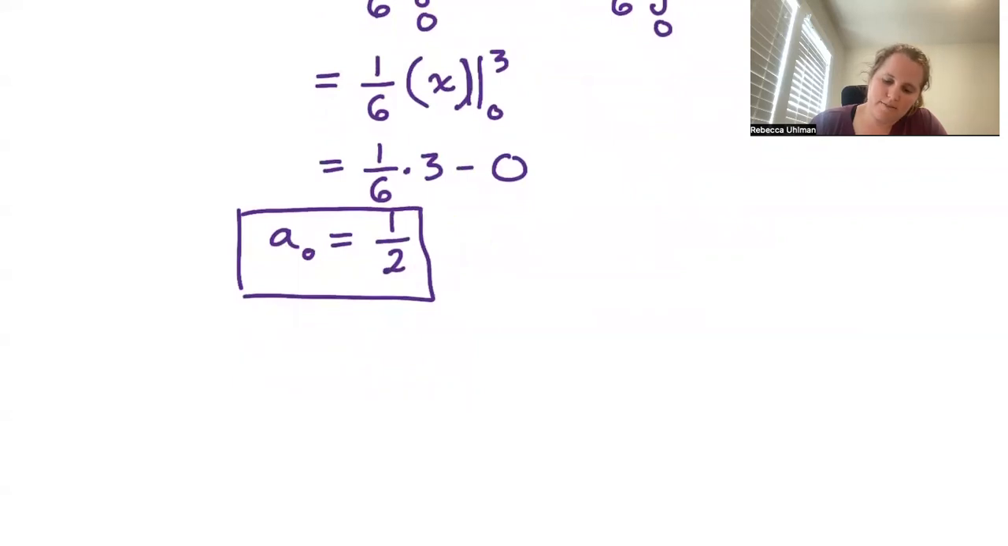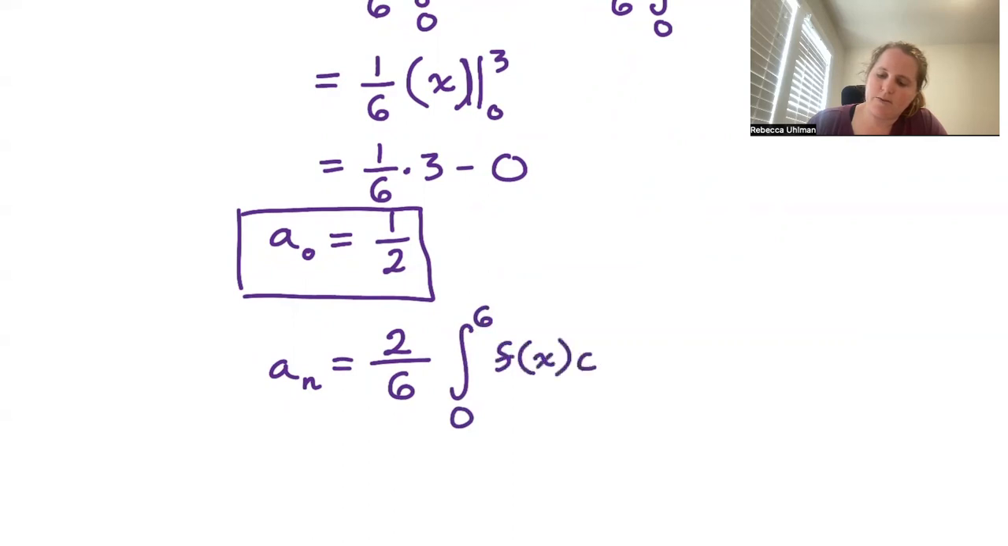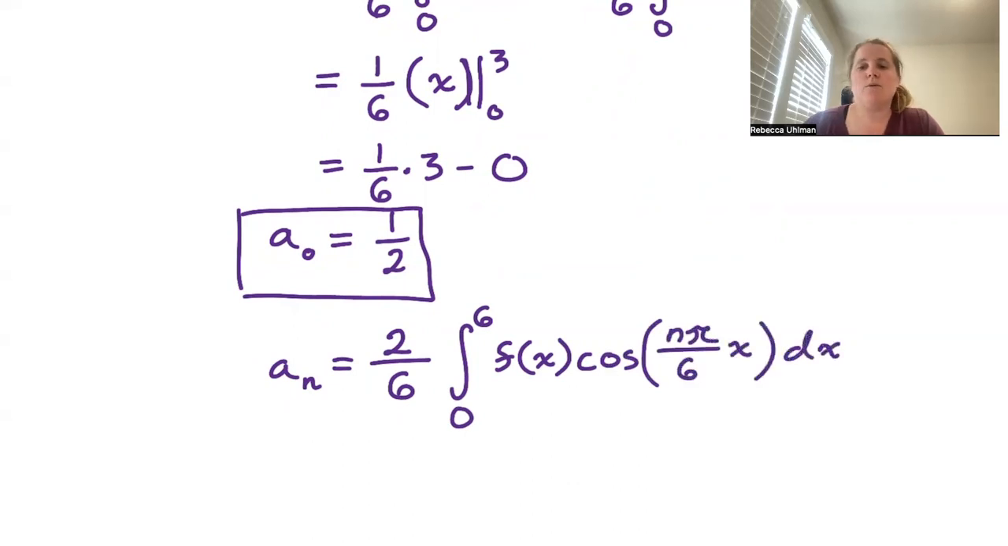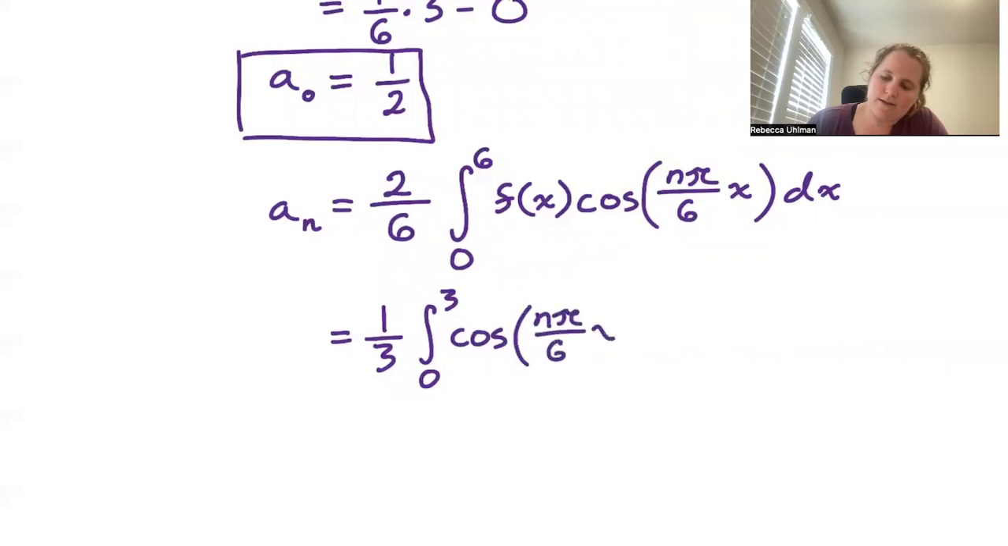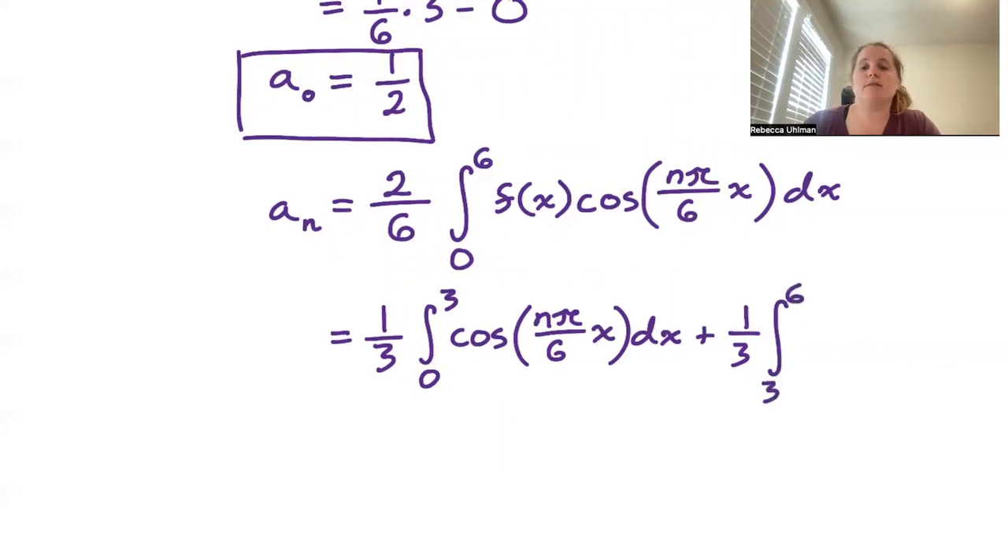Finding our a sub n's, we do 2 over L, so 2 over 6 times the definite integral from 0 to 6 of f of x times cosine n pi over 6 x dx. Once again, we split this integral. From 0 to 3, f of x is 1. So this becomes 1/3 times the definite integral from 0 to 3 of cosine n pi over 6 x dx, plus 1/3 times the definite integral from 3 to 6. Here f is equal to 0, so we're just taking the definite integral of 0 dx.